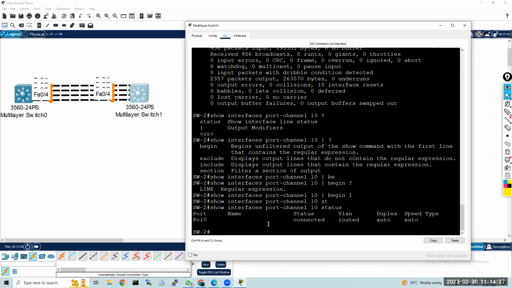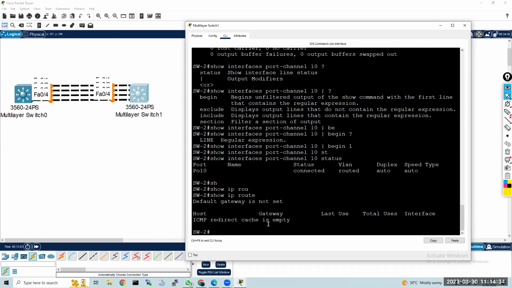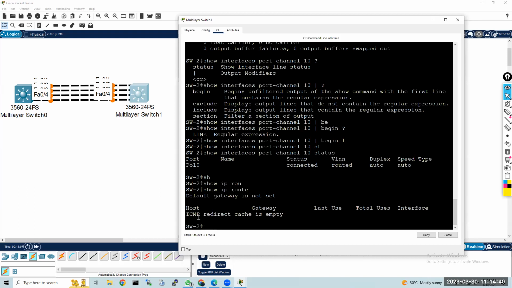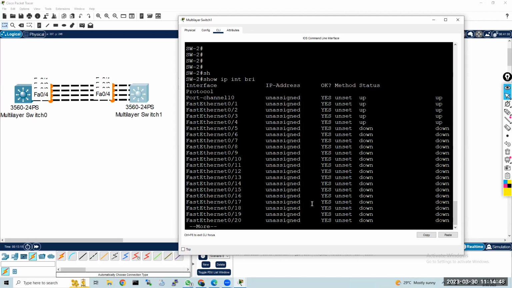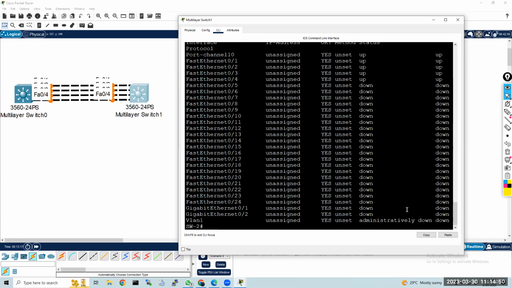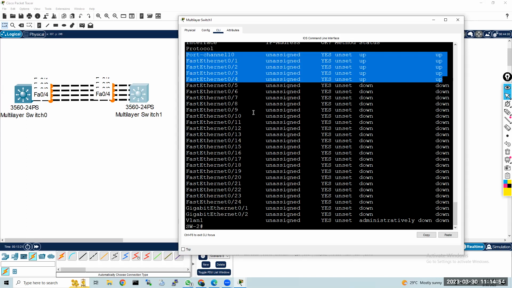Now show IP route, because it is working as a layer 3 router now. The ICMP redirect cache is empty because nothing is configured. Show IP interface brief. These are all the interfaces we are using right now. All are up. Understood, guys?